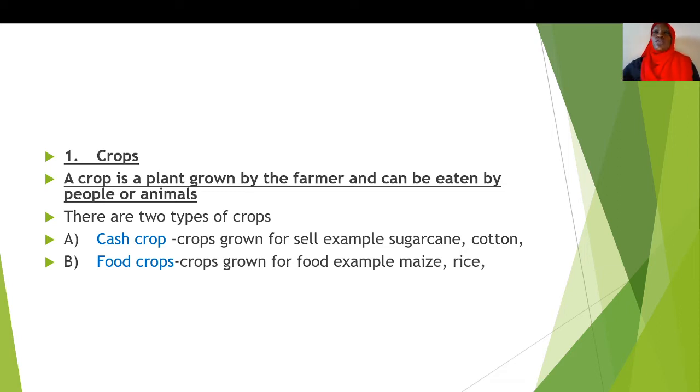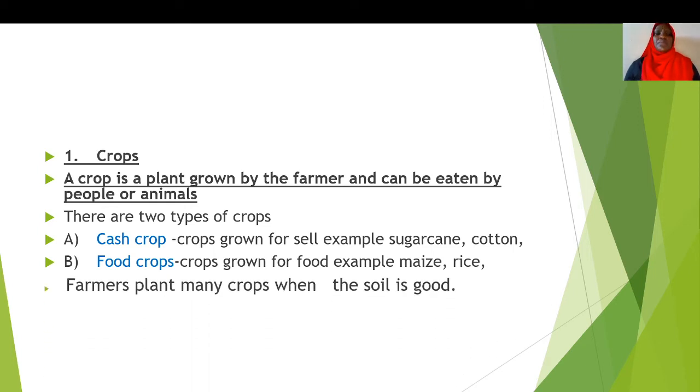Or maybe if you have a big farm, you can plant many crops there. Then after you harvest, you can use some as food, and then maybe you need some money to pay your children's school fees, or to provide the basic needs in the house. So you can send some to the market and get the money. So if a farmer has a big farm, he will grow many crops. For the food crops, you can send them to the market. For the cash crops, you have to take them to the factory.